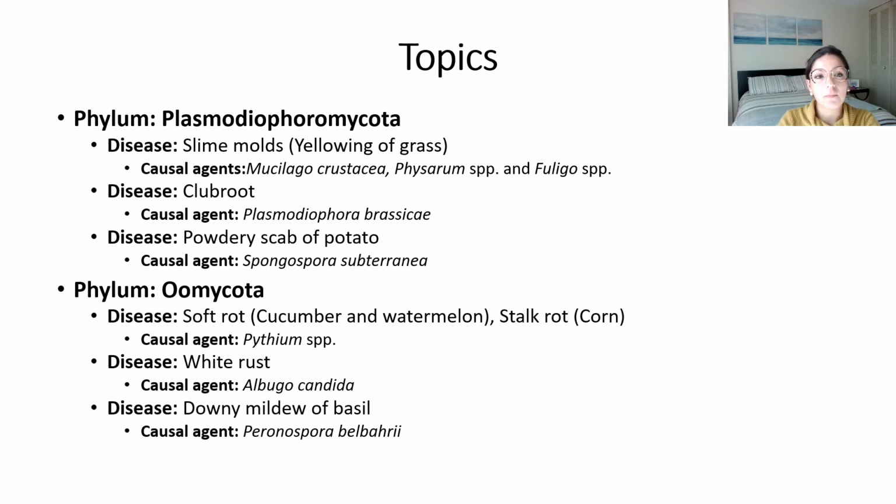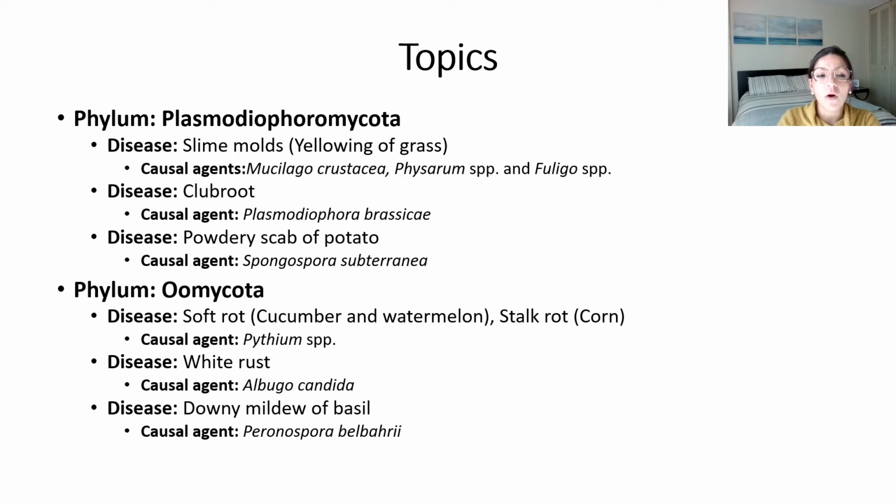In the phylum Plasmodiophoromycota, we will study the slime molds or yellowing of grasses, which is caused by Mucilago crustacea, Fusarium, and Fuligo. We also study clubroot disease, which is caused by Plasmodiophora brassicae, and powdery scab of potato, which is caused by Spongospora subterranea.